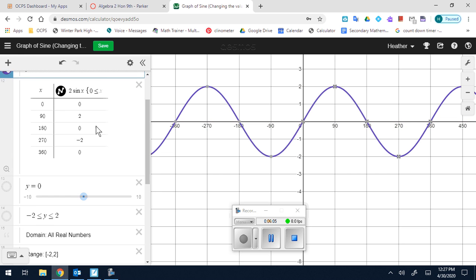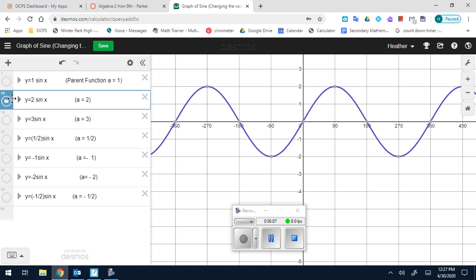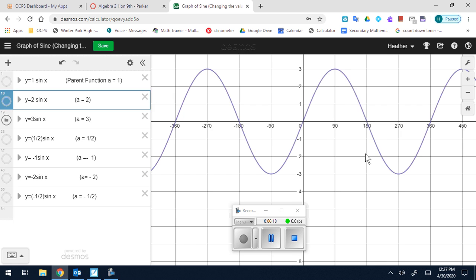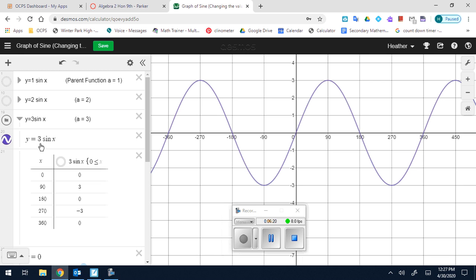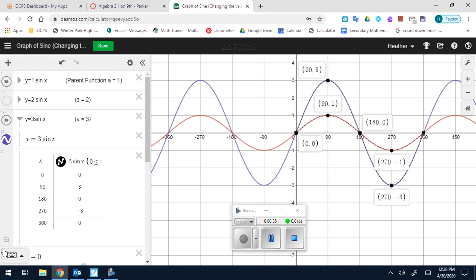Okay, I'm going to turn these off, and we're going to look at the one with 3. So hopefully you have an idea of what's going to happen with the 3. This should be a vertical stretch by a factor of 3. And in fact it is. As I take a look here and compare it, 0, 0 stayed 0, 0. 90, 1 became 90, 3 because I'm multiplying the y by 3. 180, 0 stayed 180, 0. 270, negative 1 became 270, negative 3. And then 360, 0 stayed 360, comma 0.